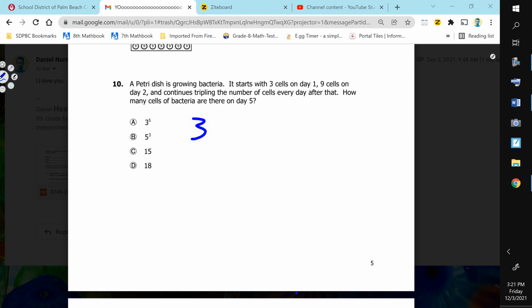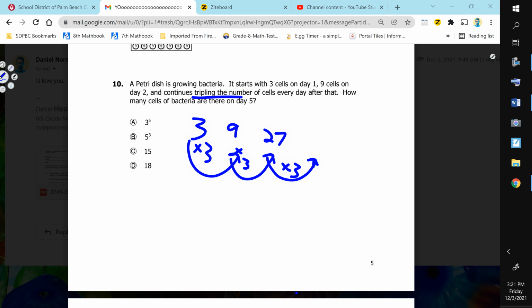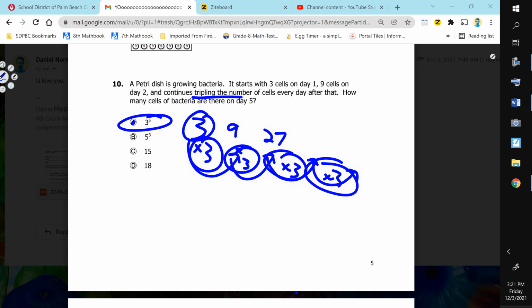3. And then you're going to multiply times 3. That's going to give you 9. And then you multiply that times 3 because it's tripling every day. 27. And then do that times 3, and that times 3. 1, 2, 3, 4, 5. So you're taking 3 times itself 5 times. That's the only expression that will equal the same thing. 3 to the 5th power is 3 times 3 times 3 times 3 times 3, okay?